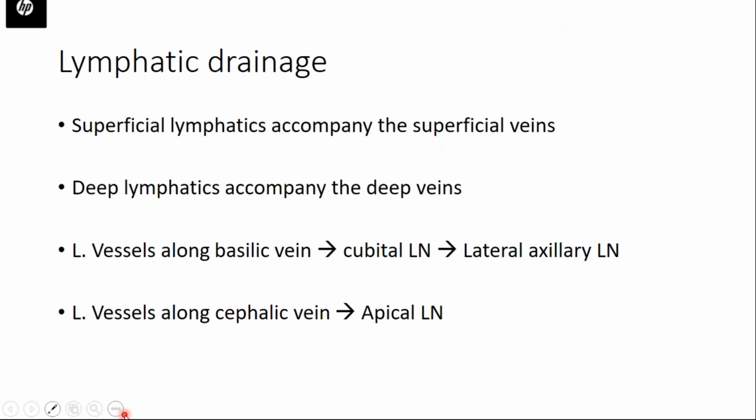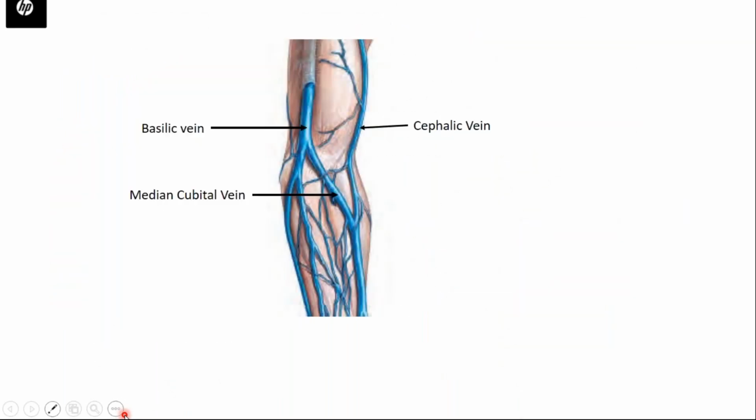All right, the next topic is the lymphatic drainage. Before the lymphatic drainage, I would like to ask you a question, which you should find an answer to and give me in my next class, on Wednesday.